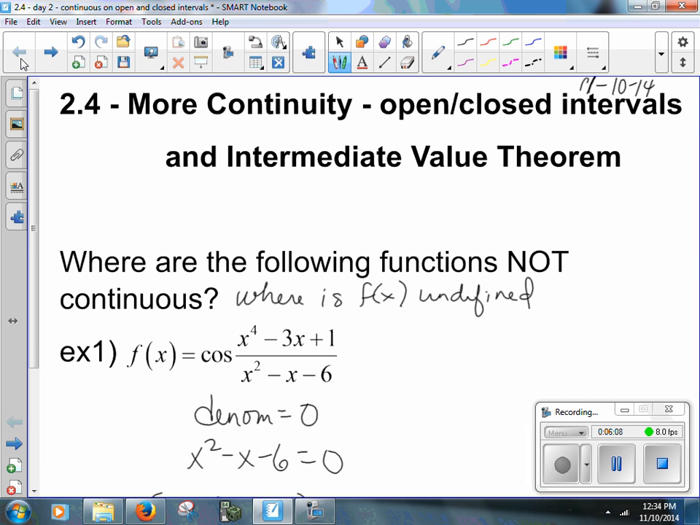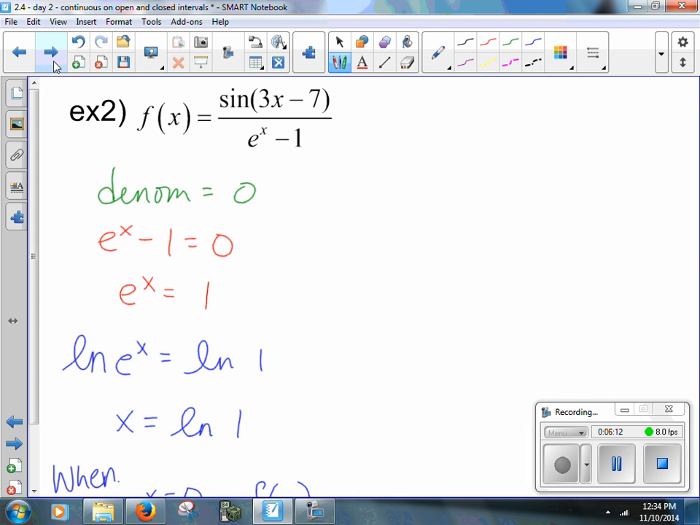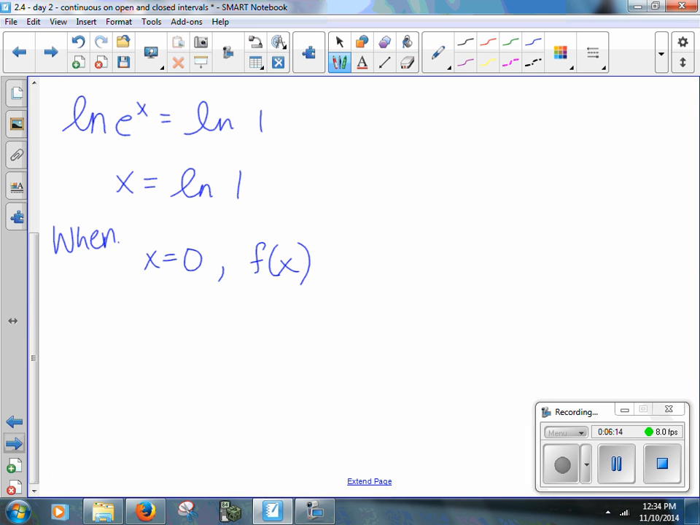What are we trying to do? We're trying to find where the function is not continuous. So the function is not continuous when x is 0. When x is 0, f of x is not continuous.